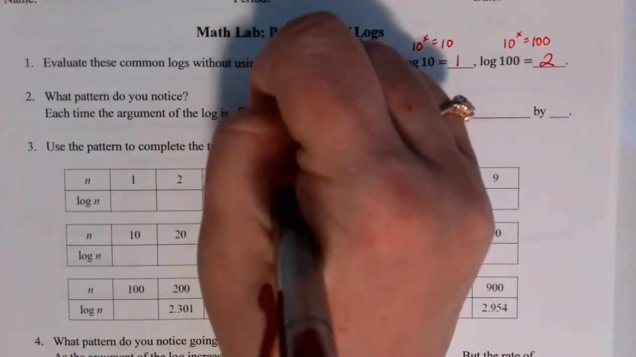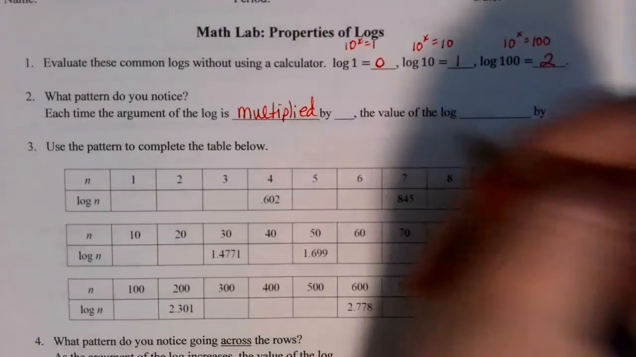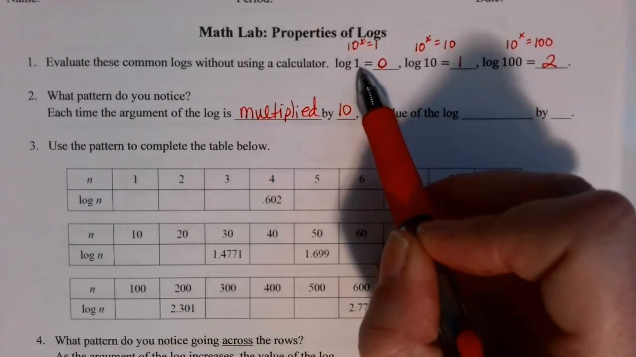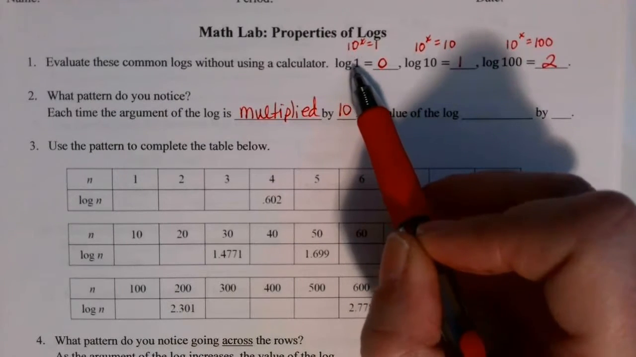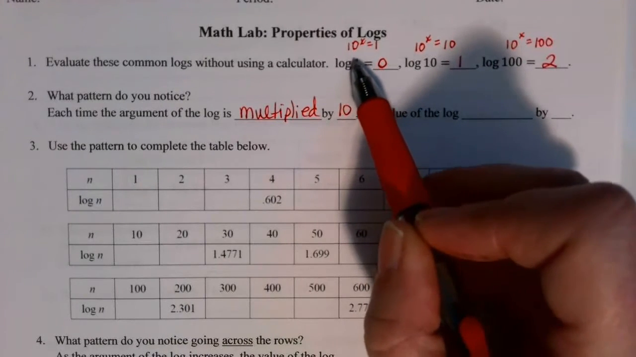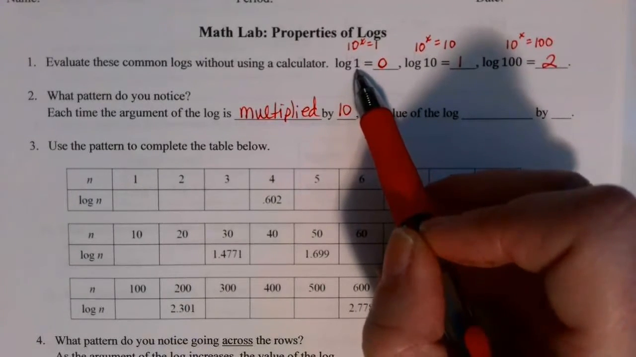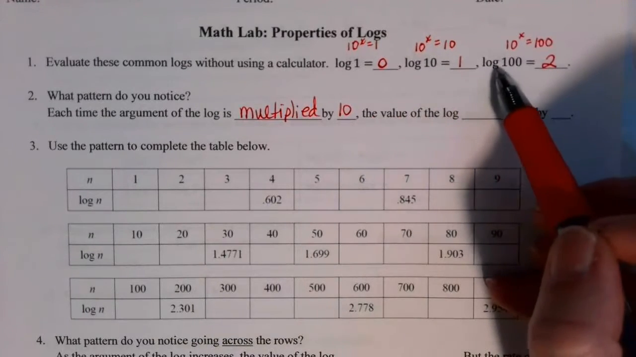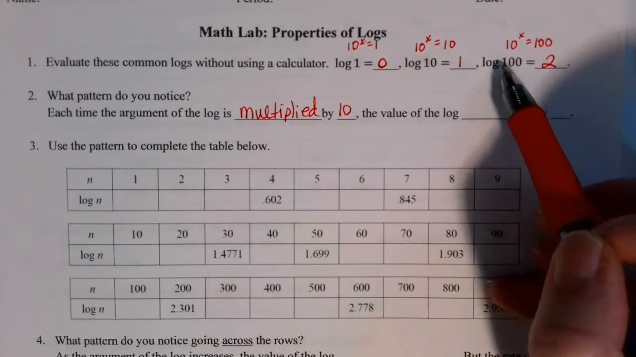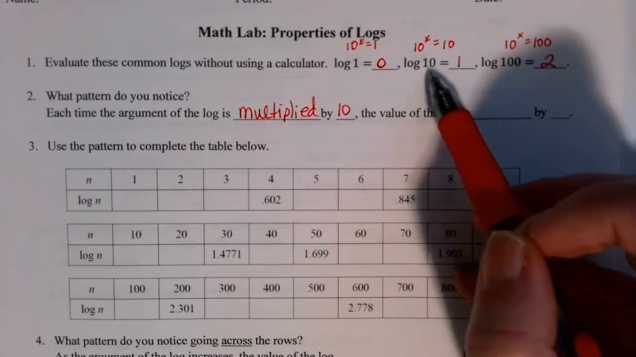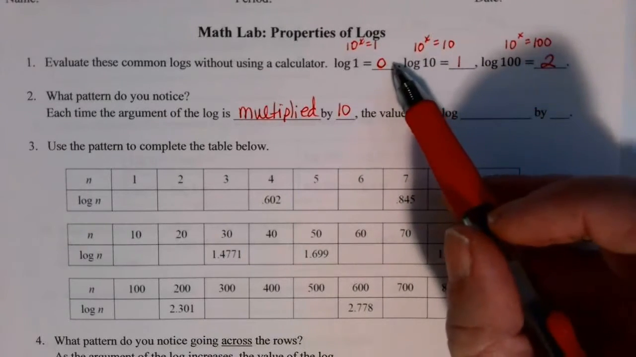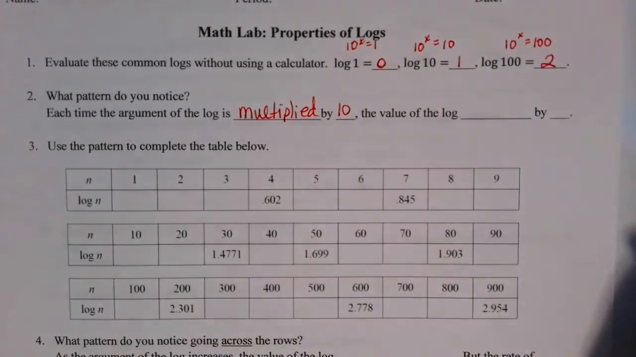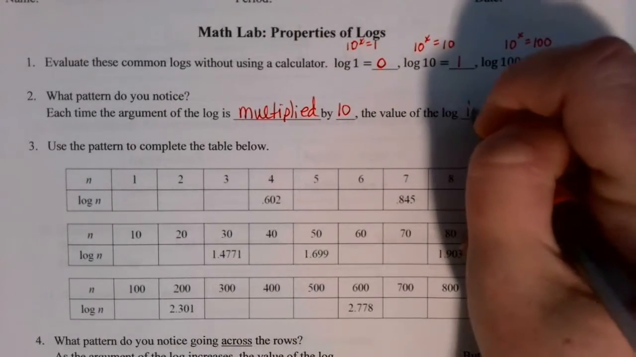Okay, so we can see each time the argument of the log is multiplied by 10, right? The argument of the log is the number after the function log. So the common log of 1 has an argument of 1. If I multiply 1 times 10, that would be the common log of 10, right? Times 10 would be 100. So each time we multiply the argument of the log by 10, the value of that logarithm is increasing by 1 each time.